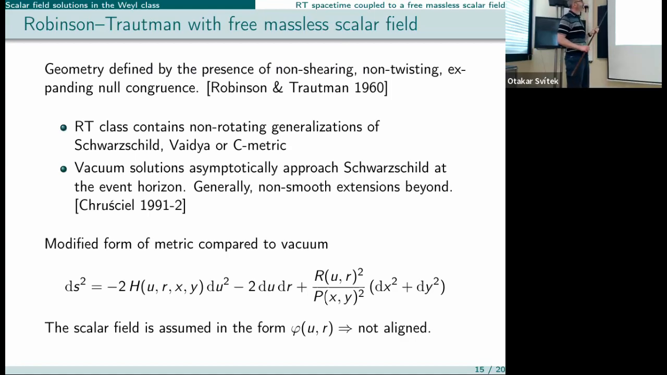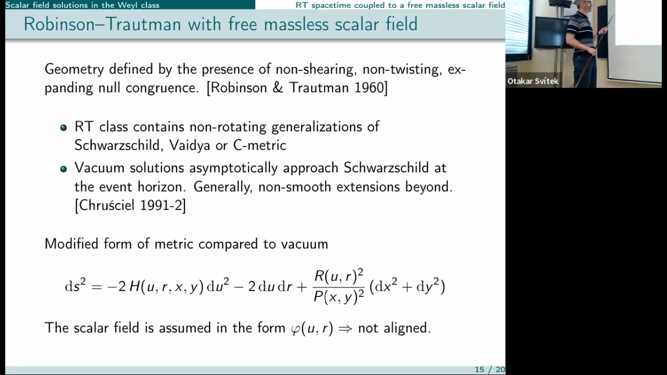There is the so-called Robinson-Trautmann class of geometries, which is a fairly general class defined just by the presence of a congruence that is non-shearing, non-twisting, but expanding. Based on this geometrical assumption, one can derive the general form of the metric, especially in vacuum. This class generalizes the non-rotating solutions, Schwarzschild, Weyl, or axisymmetric. So one can have some deformed Schwarzschild solution, but a deformation that is non-rotating, or deformed Weyl, and so on.